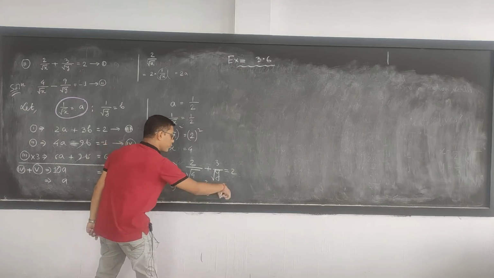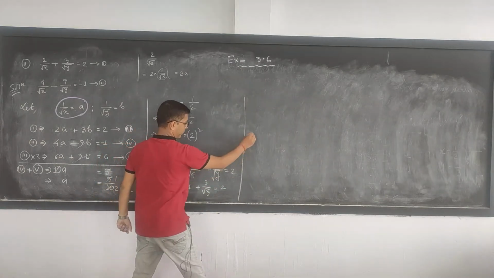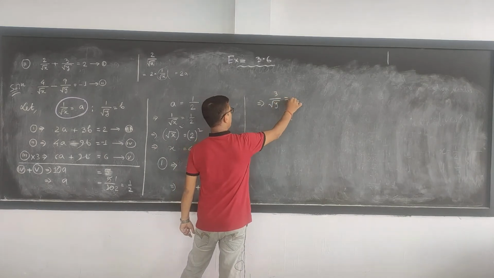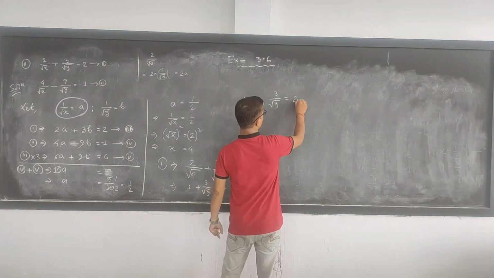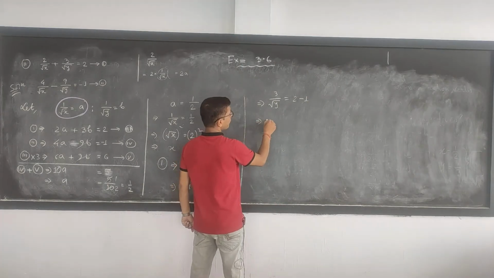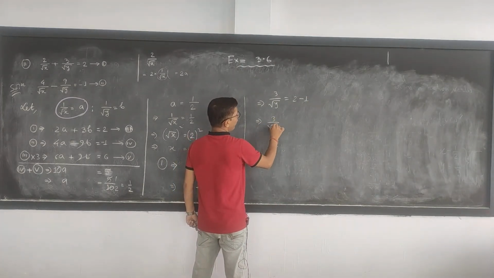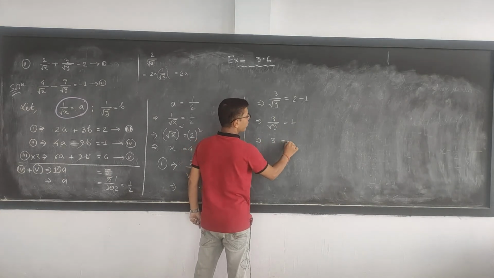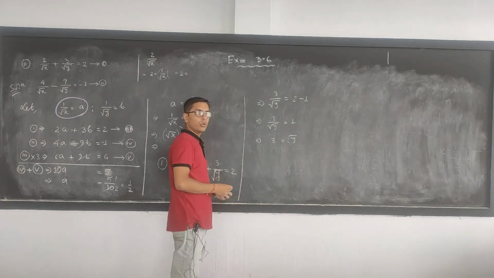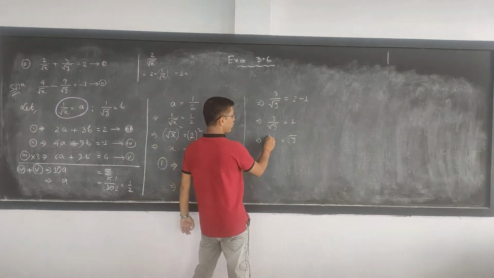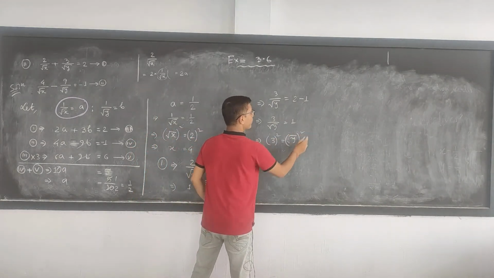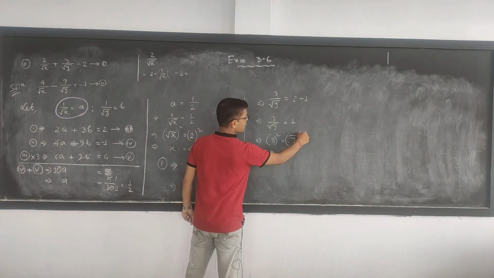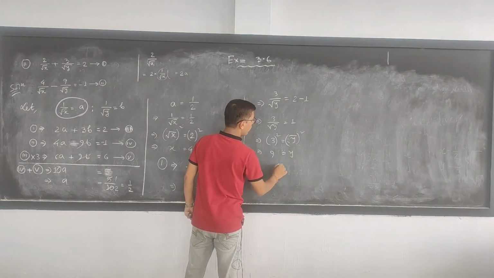Now 1, if you shift that side, it will become what? On this side, 3 by root over y is left, and if you shift 1 to the other side, 2 minus 1, that is 1 only. So 3 by root over y is equal to 1, and if you shift it that side, then it will be 3 equals root over y. Now what to do? Now you have to square both the sides. If you square both the sides, 3 square is 9, and root over y square is y. So y equals 9.